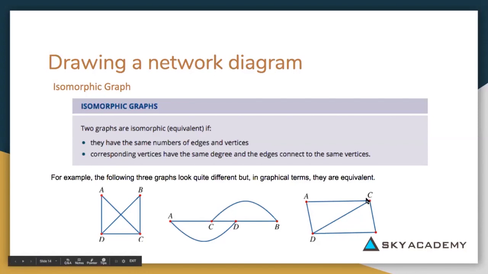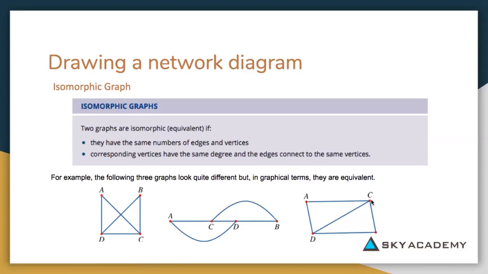Now, we have a look at nodes, and you count up how many nodes they have. In the first network graph, we have 1, 2, 3, 4 nodes. In the second, 1, 2, 3, 4 nodes. And in the last, 1, 2, 3, 4. So at the moment, they all have the same edges and the same nodes. Now we have a look at degrees.